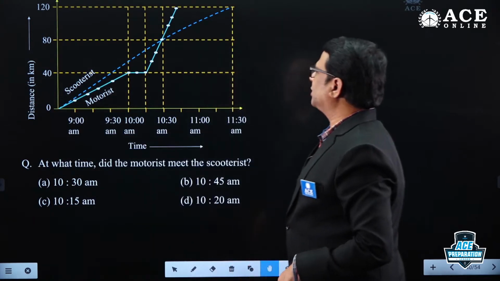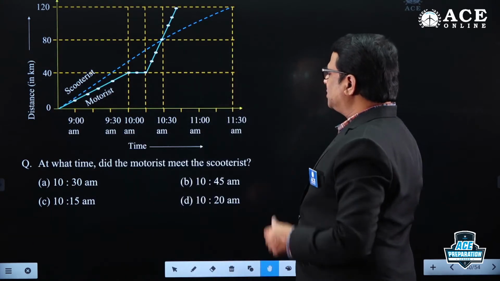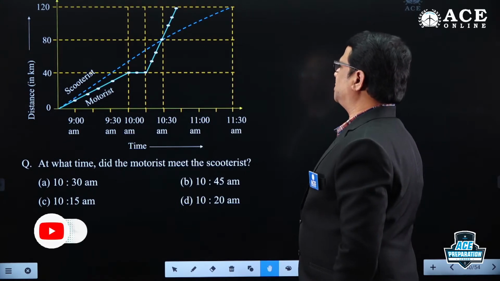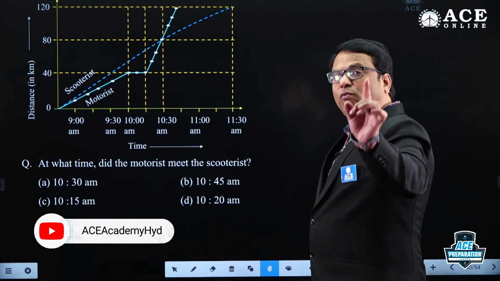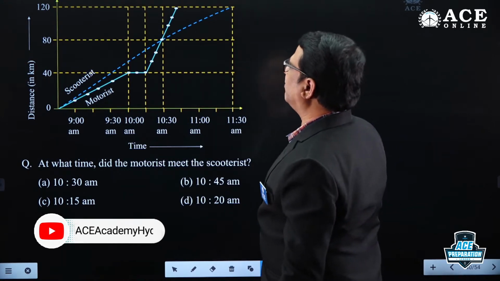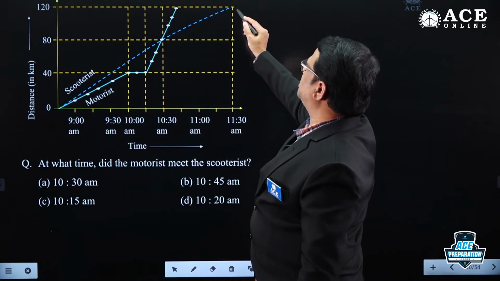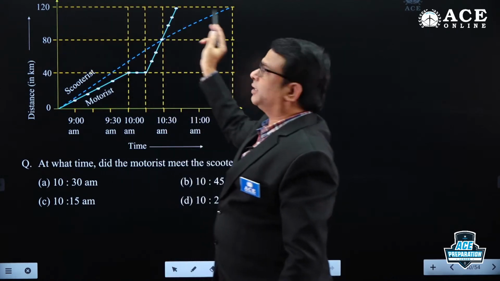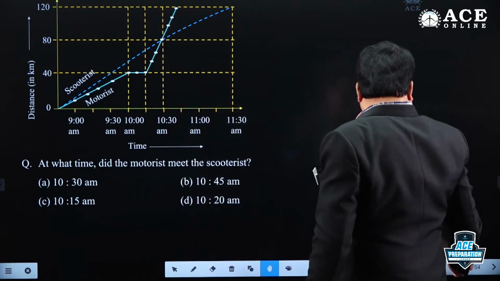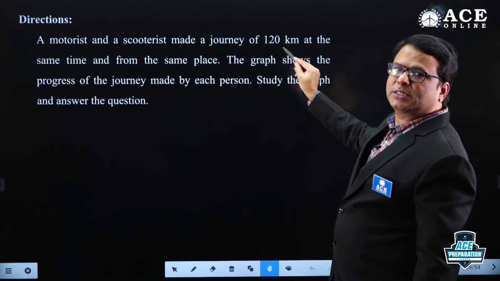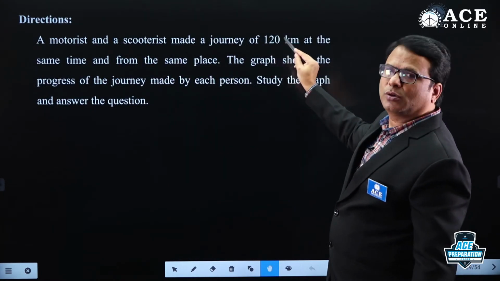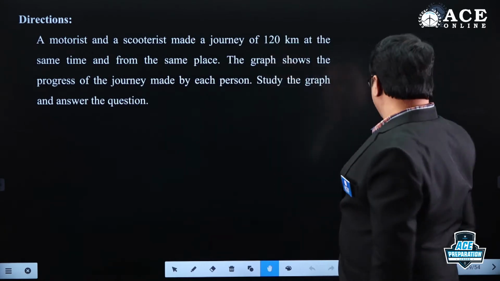Okay, then what is the question? At what time did the motorist meet the scooterist? So what is the total distance traveled by these people? 120 kilometers. It is already given. See here, this is the destination and the destination is 120. It is given in the directions also. So both are making a journey of 120 kilometers.